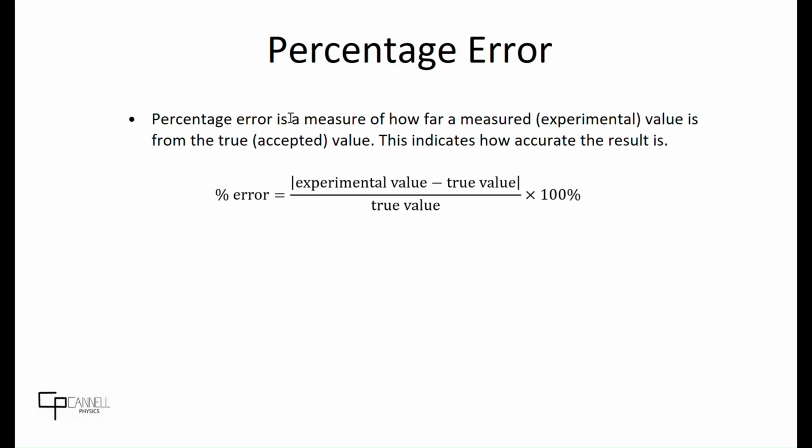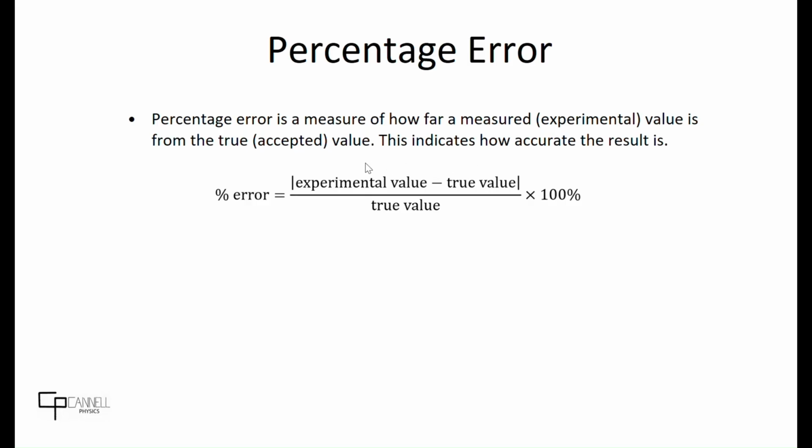So percentage error is a measure of how far a measured or experimental value is from the true or accepted value, and this indicates how accurate the result is. So here we can see percentage error is calculated by getting the absolute value of the difference between the experimental value and the true value, and all of this over the true value, and this as a percentage, so times by 100.